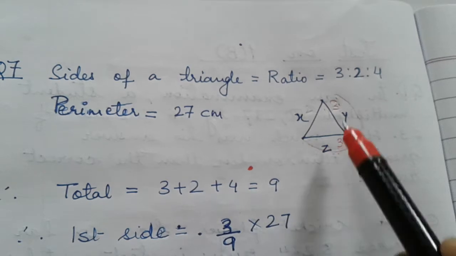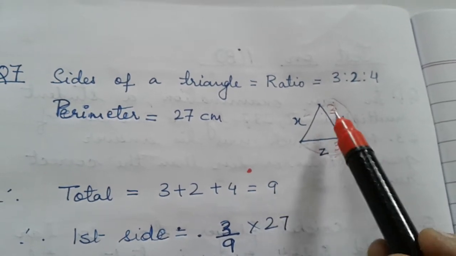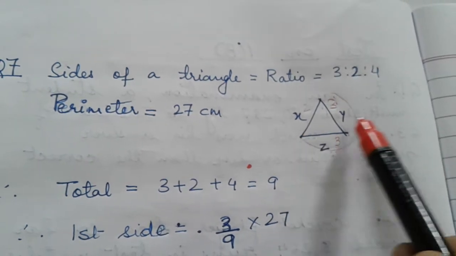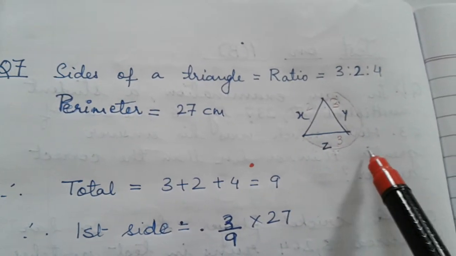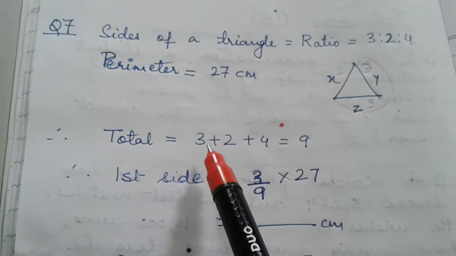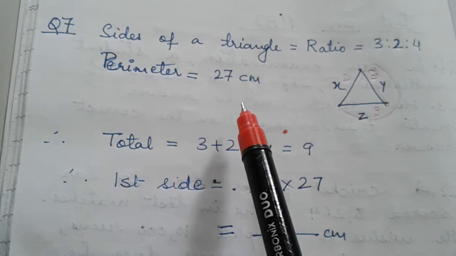Perimeter is the sum of the lengths of all the given sides of a given figure. That can be a triangle, a rectangle, a square, or any type of pentagon. So see, our method is the same.